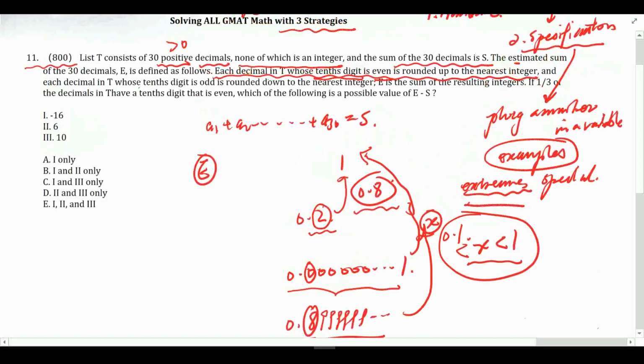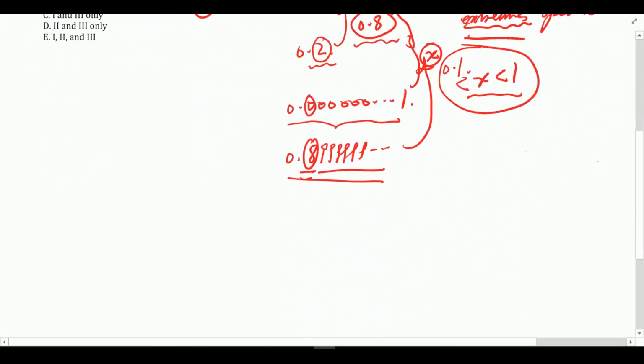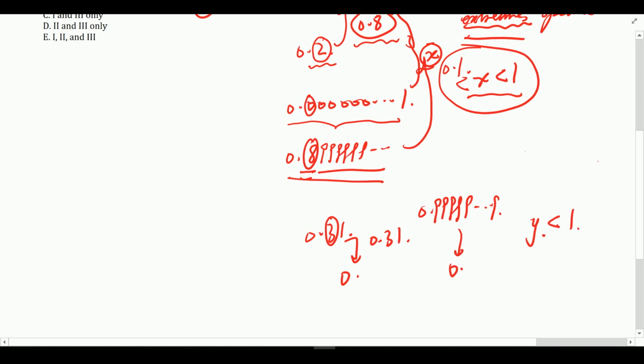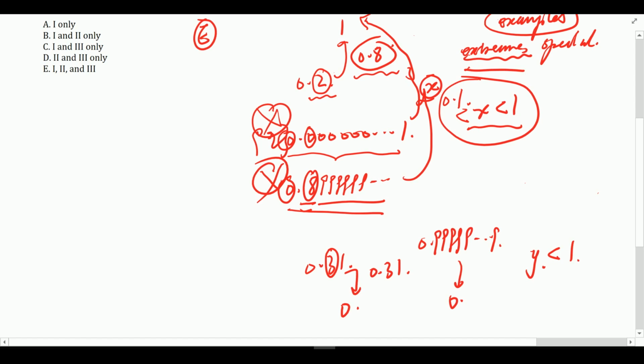Next sentence: each decimal in T whose 10th digit is odd is rounded down to the nearest integer. Still I use specification, an example, to help me understand. Let's say 0.31. This 3 is an odd number, so this number would be rounded down to 0. You decrease by 0.31. What is the maximum you can decrease? The maximum is 0.99999 with many nines, which drops to 0. If y is the amount you decrease, the maximum is close to 1. By the way, the integer part can be 0, 9, 2, 3, any number, it doesn't matter, because rounding up or down to an integer doesn't care about this part.